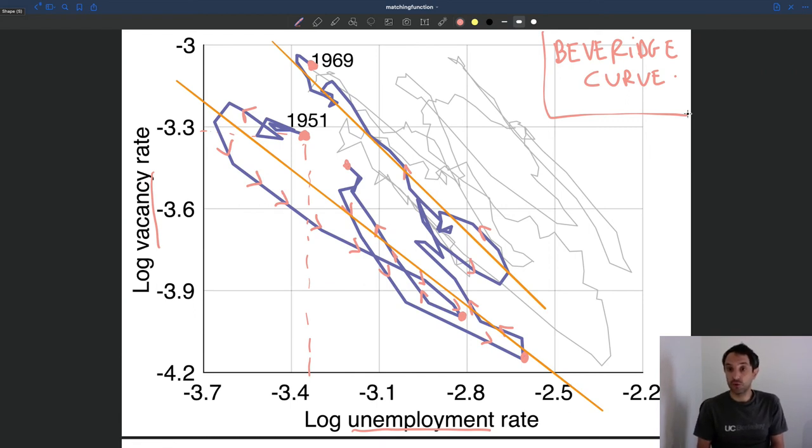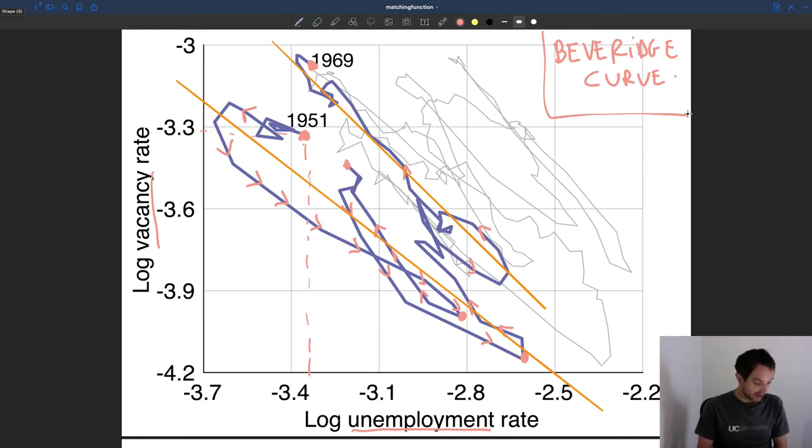And so when we are going to build a model of the labor market, we'll want to make sure that we obtain a Beveridge curve like this, that we can explain why unemployment and vacancies are negatively correlated like this. Okay, that's going to be one of the objectives of our model, to capture that Beveridge curve. So it's something that's very important, that seems to describe a fundamental property of the labor market.